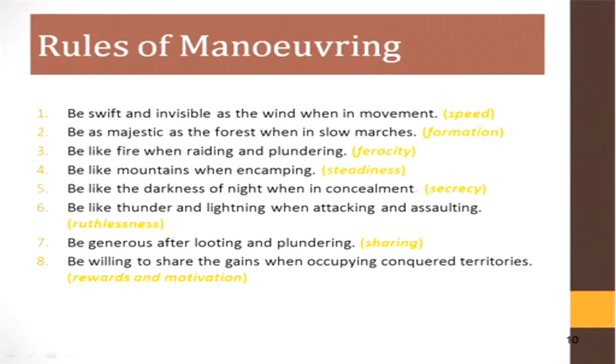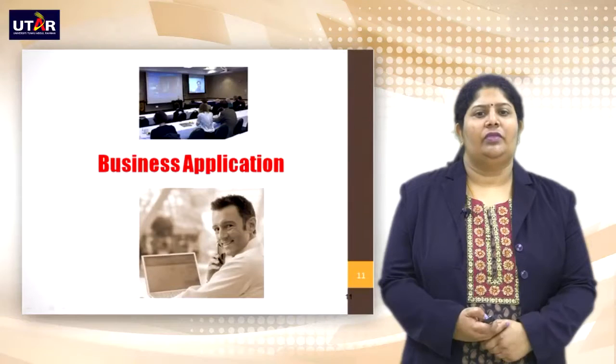Secrecy is important. Six, be like thunder and lightning when attacking and assaulting. Seven, be generous after looting and plundering. And then the last one, be willing to share the gain when occupying conquered territories.